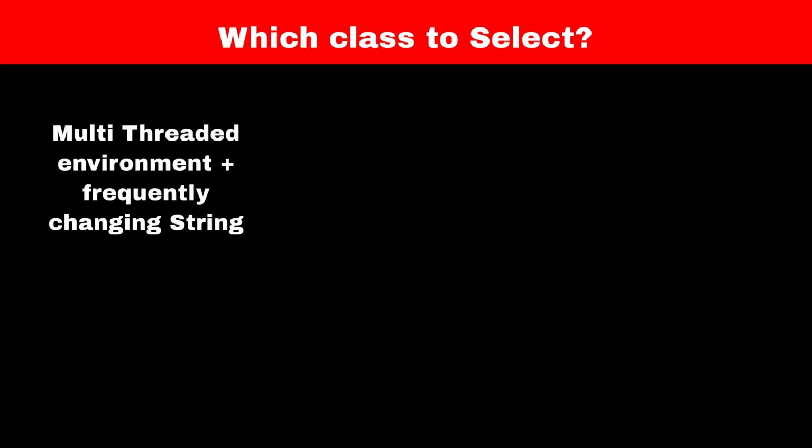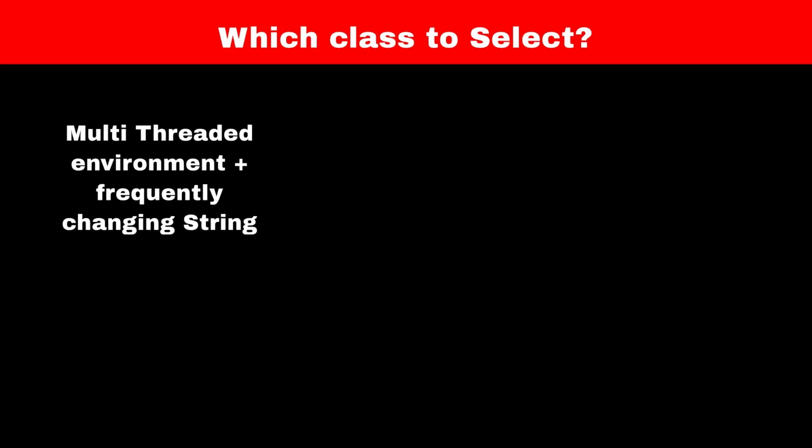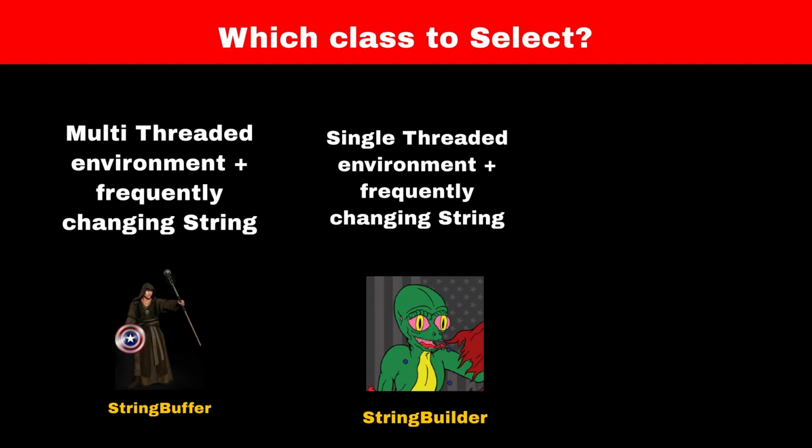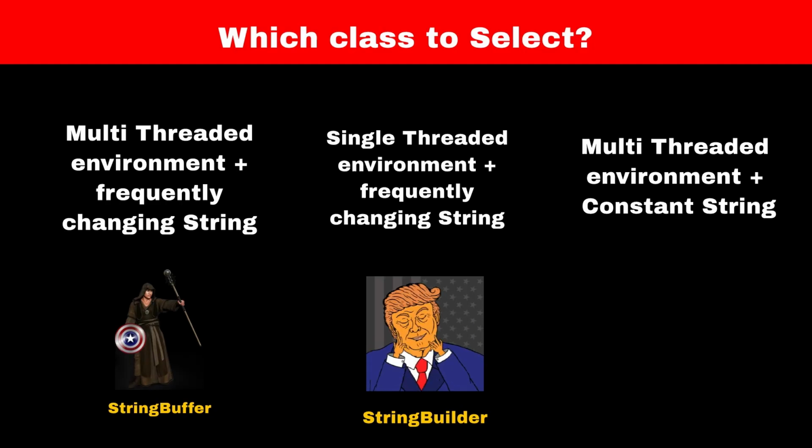So which class should you use? If you are working in multi-threaded environments and modifying the string frequently, then go for StringBuffer. If you are working in single-threaded environment and modifying the string frequently, then go for string builder. If you don't want to modify string's value, then go for string class.